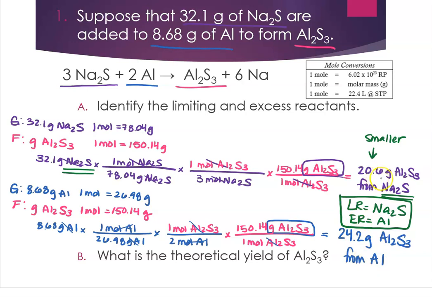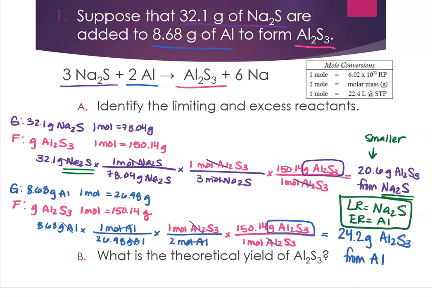Once I make 20.6 grams of Al2S3, I don't have any more Na2S left, so the reaction cannot continue, but I'm going to have some aluminum left over because I can't get to 24.2 because I don't have any Na2S. You'll also notice here that even though we started with a larger gram amount of Na2S, it produced a smaller amount of Al2S3. So we can't just look at the values that we're starting with and say, oh, there's less aluminum, so it's going to make less product.